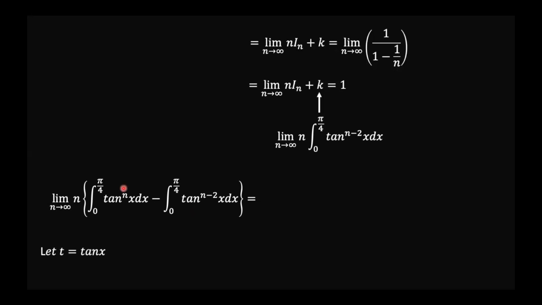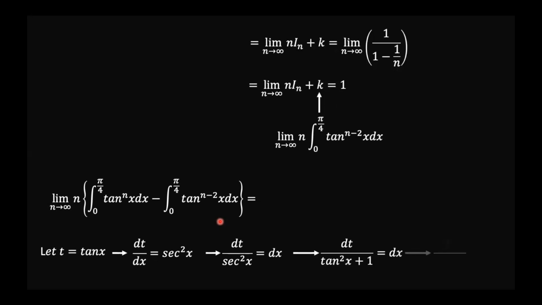So picking out this integral portion, first I'll let t be equal to tan x, dt/dx is equal to sec squared x, dt over sec squared x is equal to dx, therefore dt over tan squared x plus 1 is equal to dx, right?